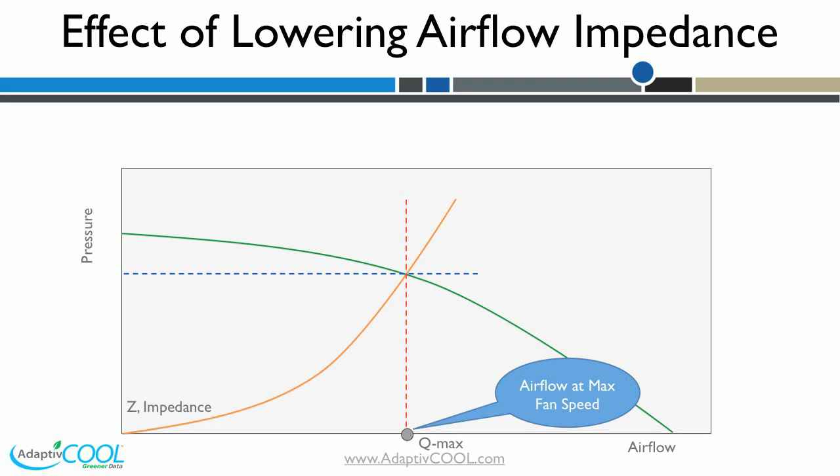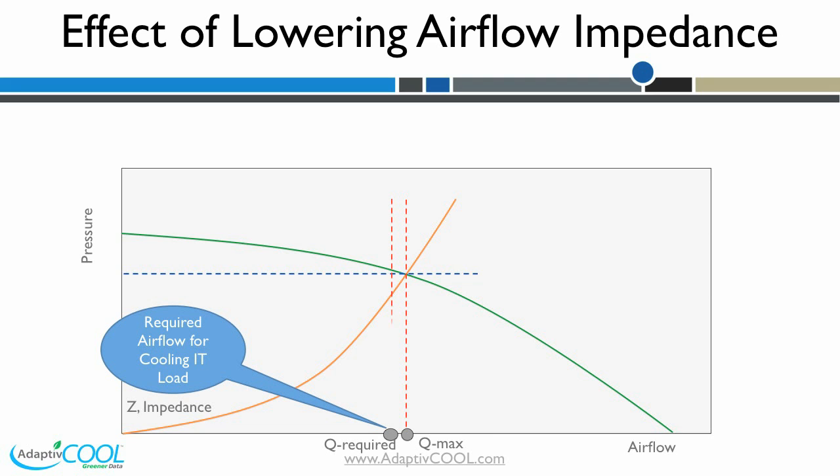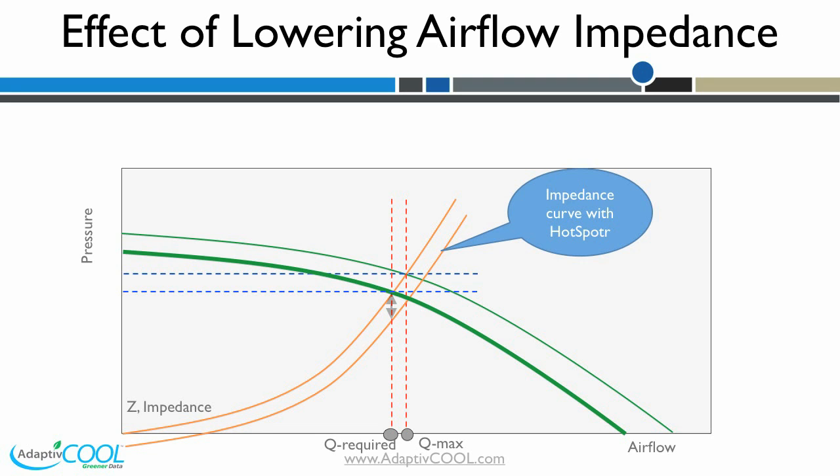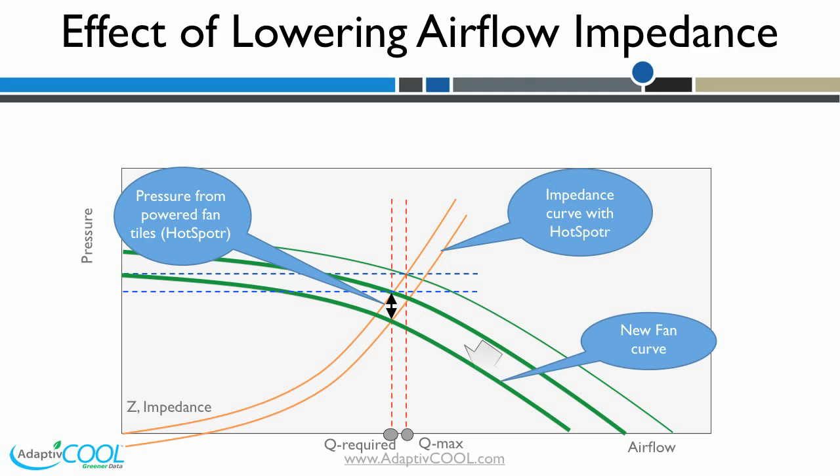The airflow achieved at full fan speed is Qmax. If the amount of airflow required to cool server racks is lower than Qmax, the VFD fans can be modulated to change the fan curve to achieve the necessary airflow. Here, the right amount of airflow is delivered at a lower fan pressure, thereby saving fan power. If a fan-assisted tile is used, the pressure created by the tile lowers the effective airflow impedance. This enables lowering of crack fan speed further to achieve higher power savings.